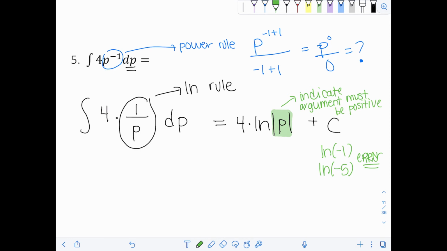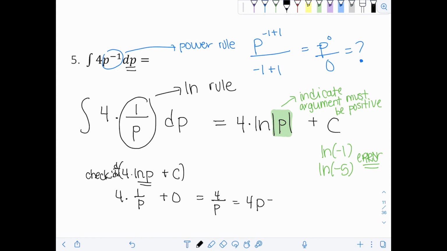Okay, so that is our integral. We could still check our work. And when you check it, you could just view it as 4 ln of p like this instead. So if you take the derivative, you get 4 times the derivative of ln of p, which is 1 over p. The plus c is 0, so that gets us right back to 4/p, which is the same thing as 4p to the negative 1.